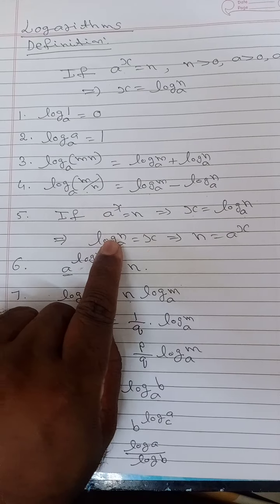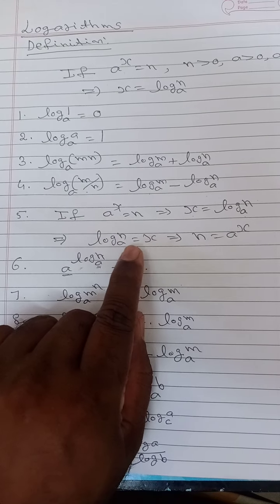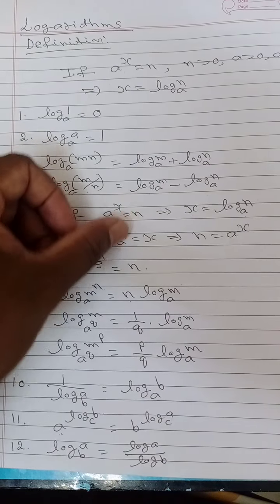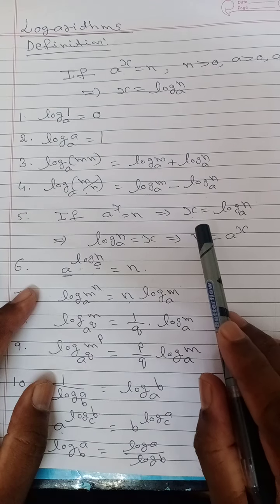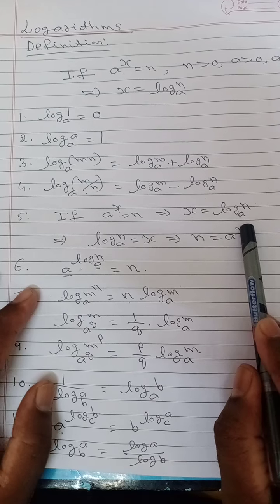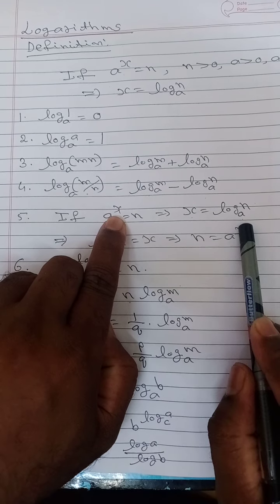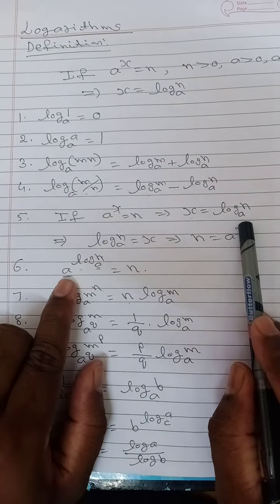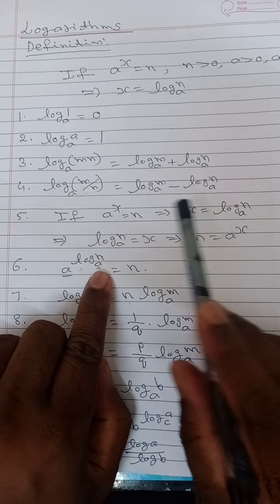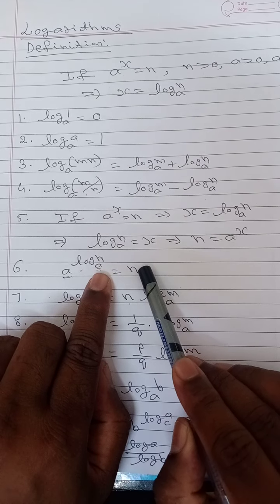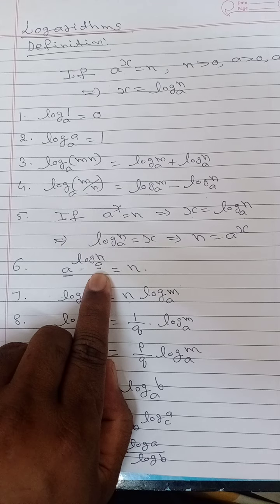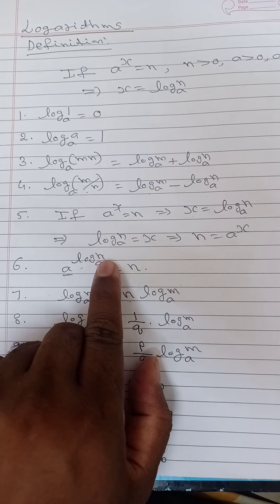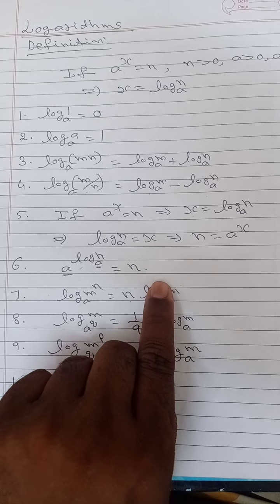If log n to the base a is x and you want to eliminate the logarithm, we can write n is equal to a power x. And from the same property, we know that x is equal to log n to the base a. So if you replace this x by log n to the base a, this becomes a power log n to the base a, which is equal to n. So when the base of the exponent and the base of the logarithm are the same, the value of n we can write outside.